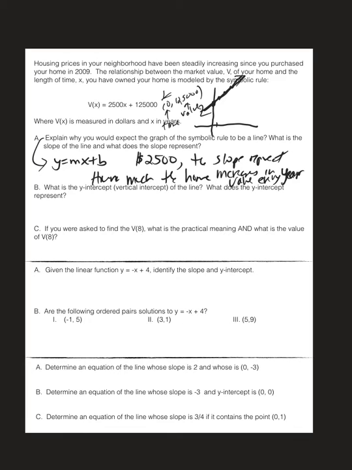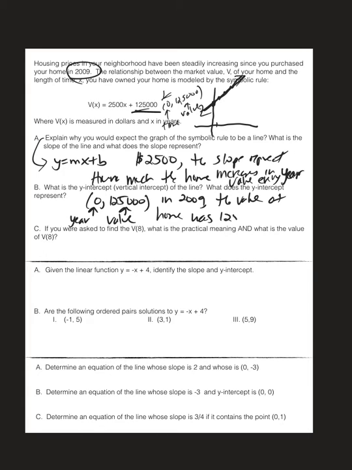B, what is the y-intercept? In this case, the y-intercept is 0, 125,000. And what does the y-intercept represent? This is funny because it's like an ordered pair, and you know that the x value represents time, and you know that the y value represents the value of the home. You could basically write this in a sentence and be able to describe what the y-intercept is. Since year 0 represents when you purchased your home in 2009, you could say that it represents that in 2009, the value of the home, the starting value, was $125,000.